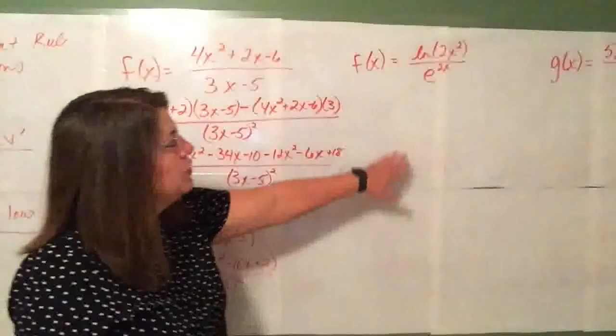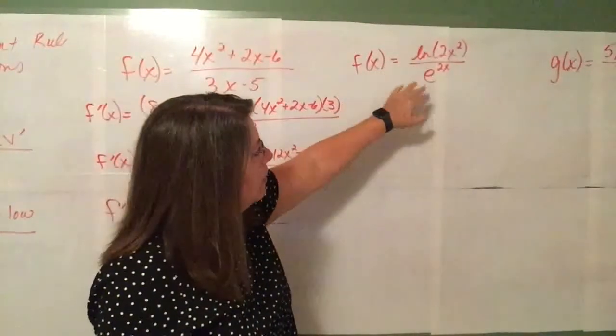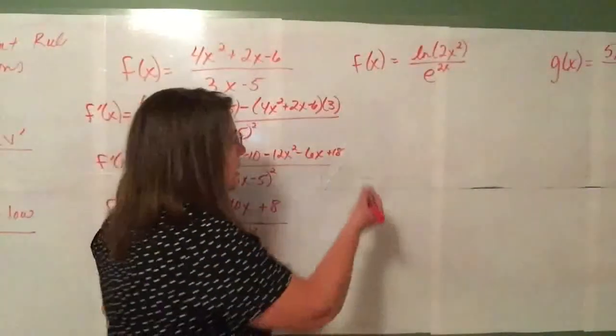So let's move on to some other functions here. We've got f of x equals natural log of 2x squared over e to the 2x. This, again, is quotient rule.